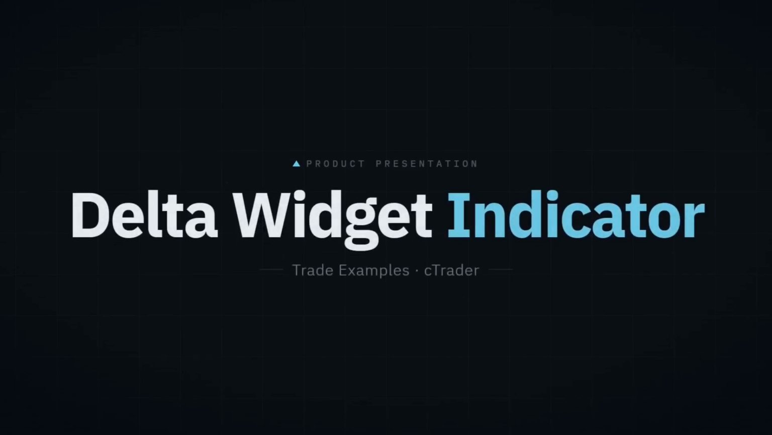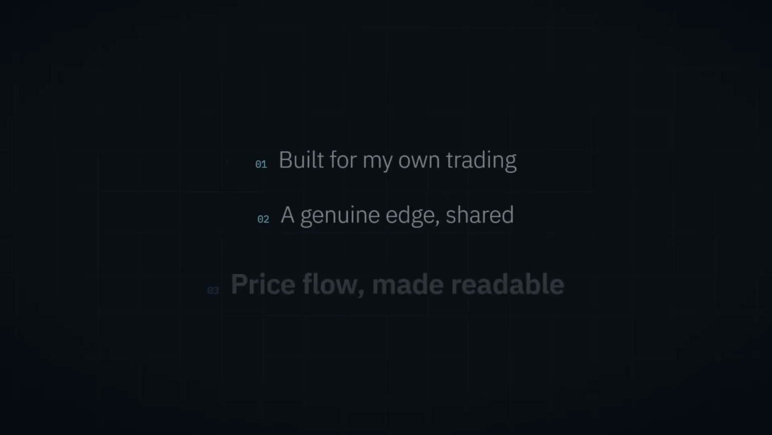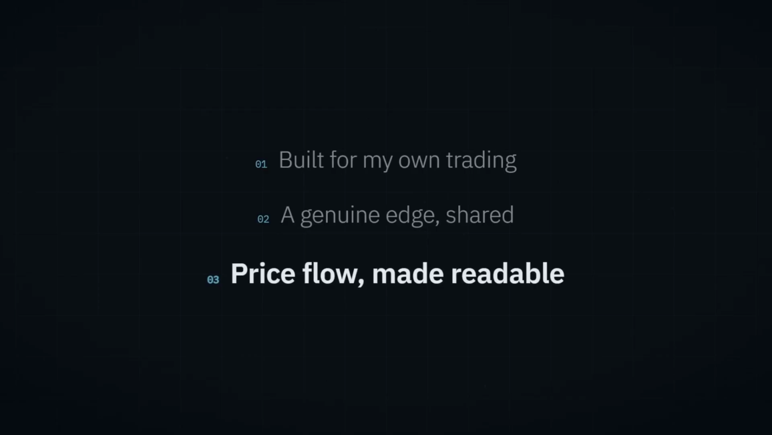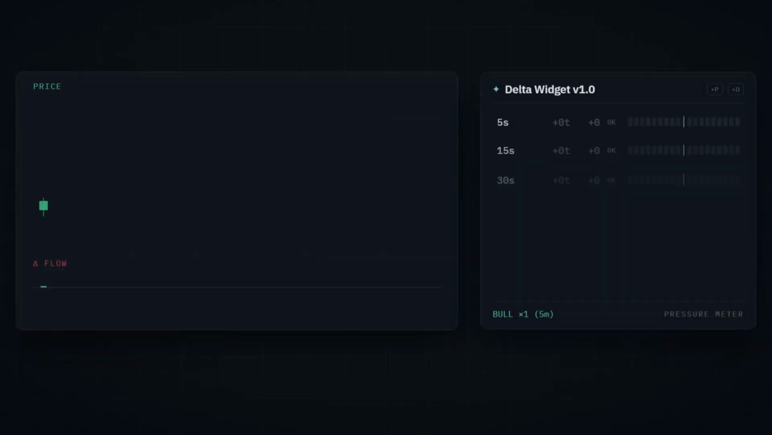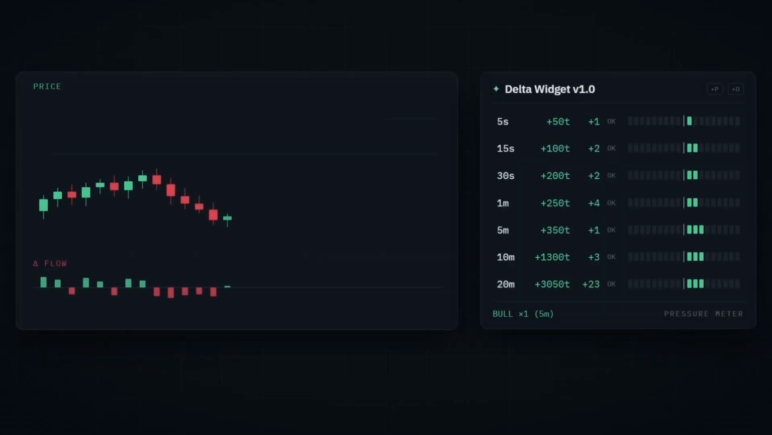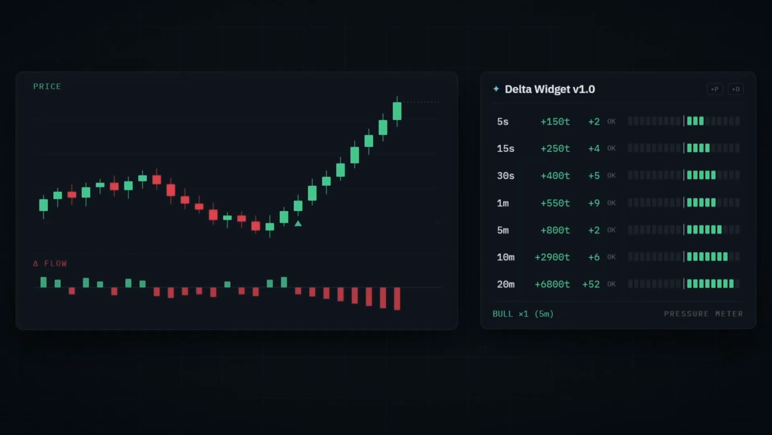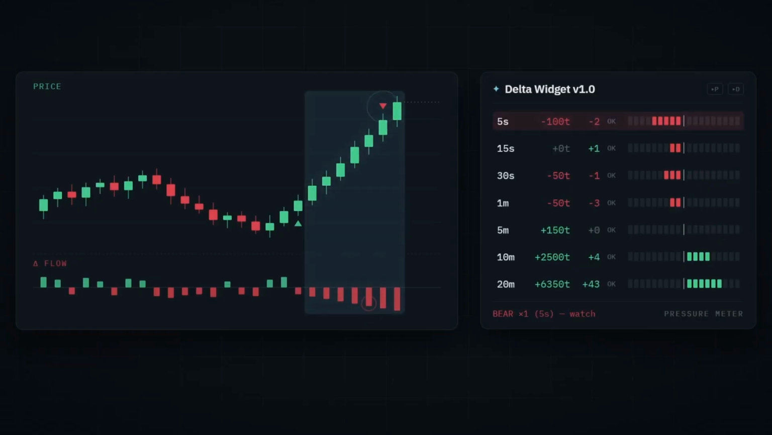Hello, I'm Alex, and in this presentation I'll walk you through a couple of trade examples using the Delta Widget indicator. I originally developed this tool for my own trading and decided to share it with the cTrader community because it fills a real gap in price flow solutions and gave me a genuine edge in my decision making. And I believe it can do the same for traders who read the markets through price flow and want a deeper understanding of the power driving each move.